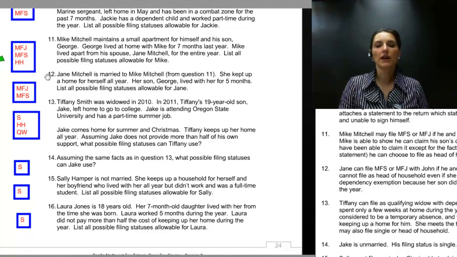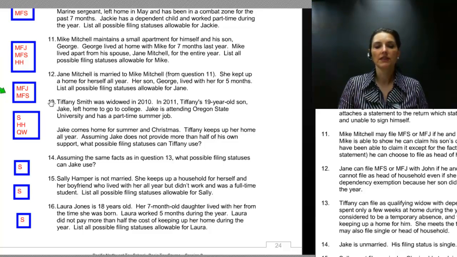Number 12, Jane Mitchell is married to Mike Mitchell, who we just talked about up here. She kept up a home for herself all year. Her son George lived with her for 5 months. List all possible filing statuses allowable for Jane. She has a choice between married filing joint and married filing separate. If her husband Mike selects head of household, Jane will be left with married filing separate.